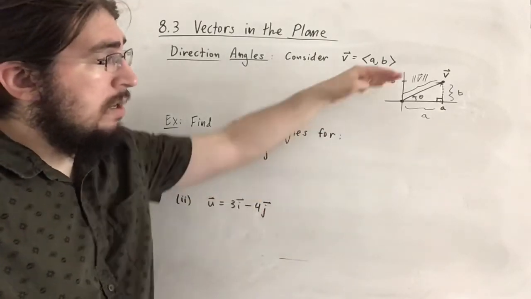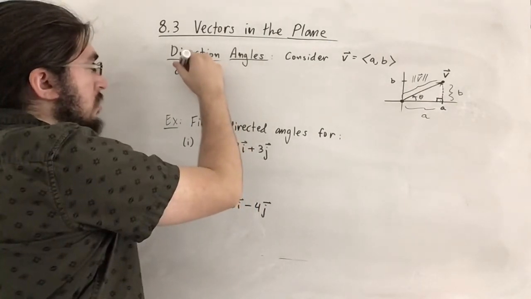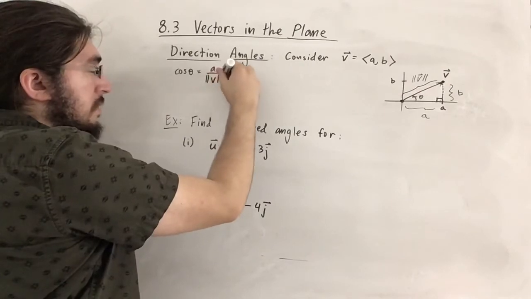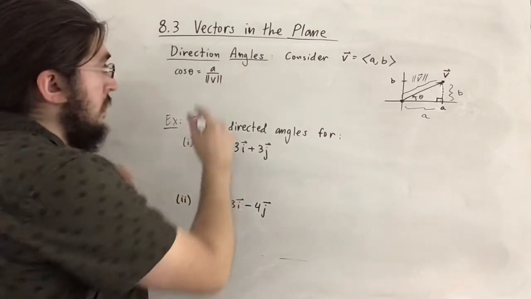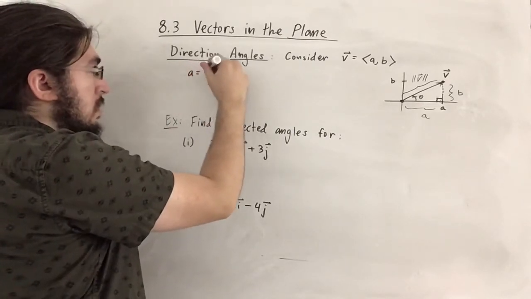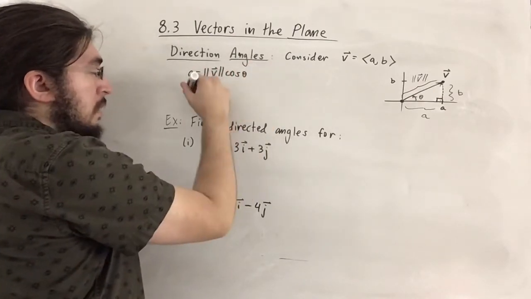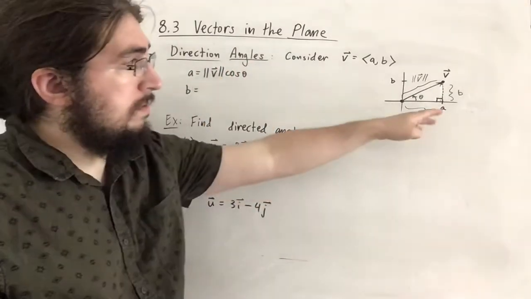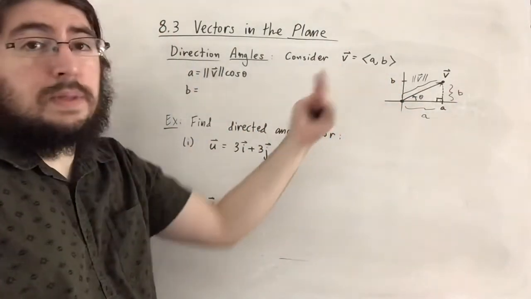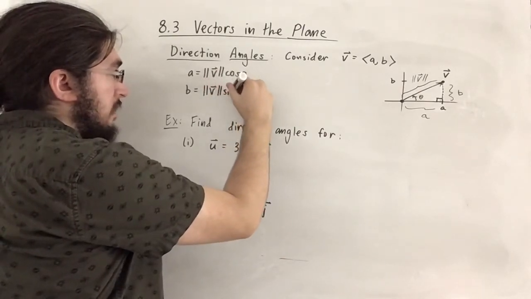Okay, with that being said, we can actually find cosine and sine of these angles. Notice cosine will be A over the magnitude, so we can write cosine theta as A over the magnitude of V. If you multiply both sides by the magnitude of V, you get that A is equal to the magnitude of V times cosine of the angle. Similarly for B, sine theta will be B over the magnitude of V. So if you multiply both sides by the magnitude of V, you get B is equal to the magnitude of V times sine of the angle.